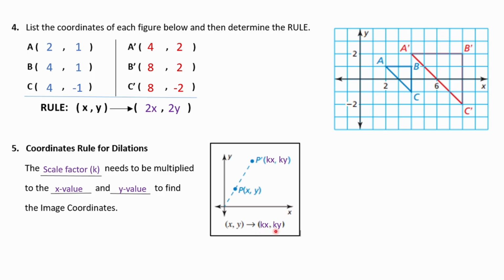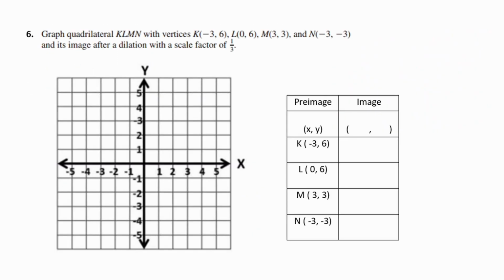All right, here in part 6, it asks us to graph quadrilateral KLMN with the vertices listed on the screen, and then its image after a dilation with a scale factor of 1/3. So let's go ahead and take a look.